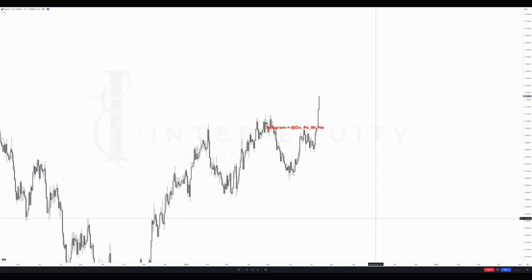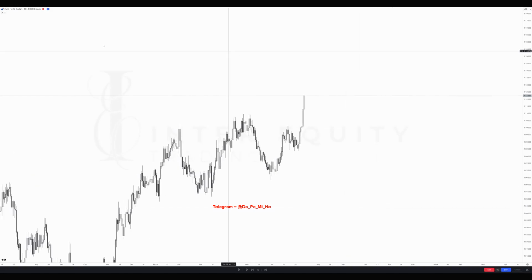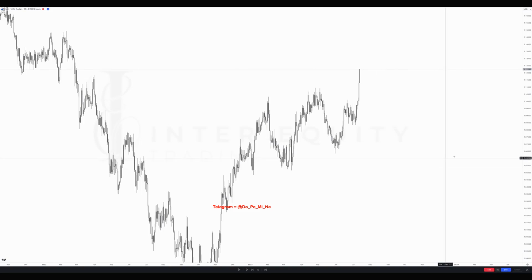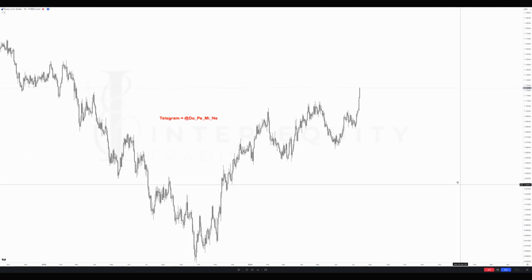So starting with the daily time frame, which we're on right now, going down to the 4 hour, the 1 hour, the 15 minute, the 5 minute, and possibly all the way down to the 1 minute. All right, so let's get started with the daily time frame. Currently the market is bullish, right?